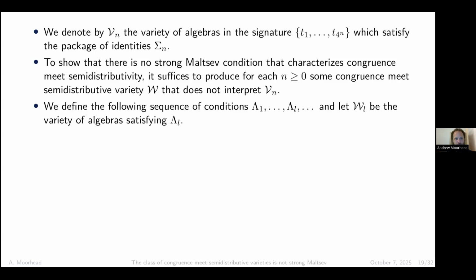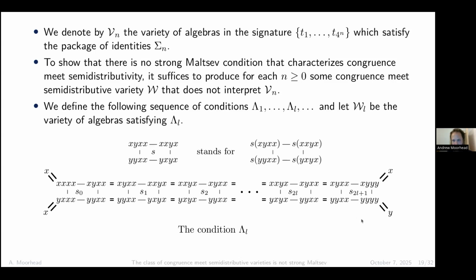So we define another sequence of conditions, and given L, we take 2L plus 1 4-ary operation symbols. So again, by the theorem that we had earlier, this will present an SD meet variety, but now we're only looking at a single horizontal transitive closure before we obtain 3 x's and a y. And so we call this condition lambda L. And so now we just need to analyze terms to show that this actually works.